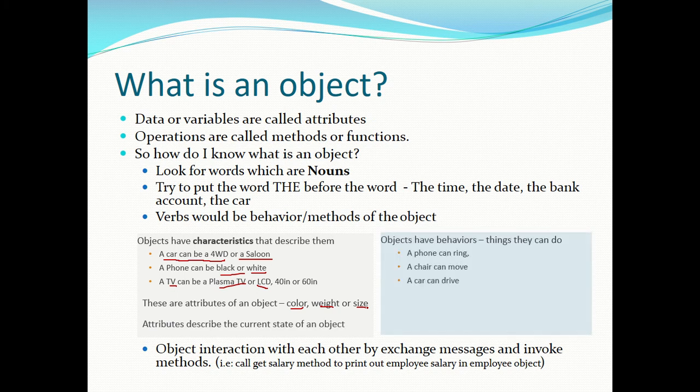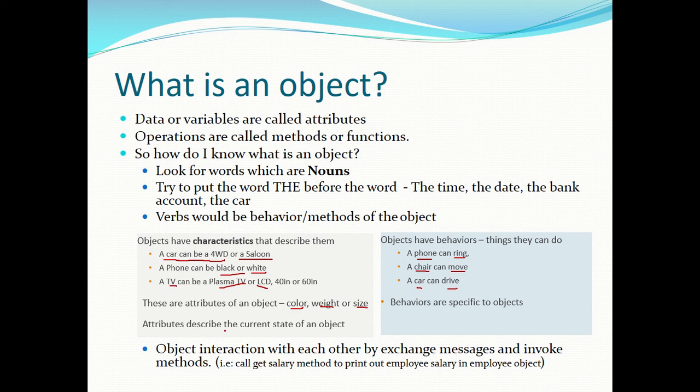If you look at the behavior of an object, they come as a verb, so the phone can ring, right? Things that the object can do. The phone can do the ringing. The chair can move. A car can drive, something more like a verb, right? It describes behavior specific to objects.